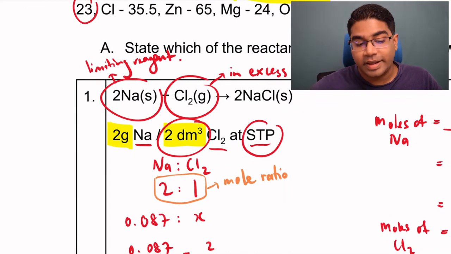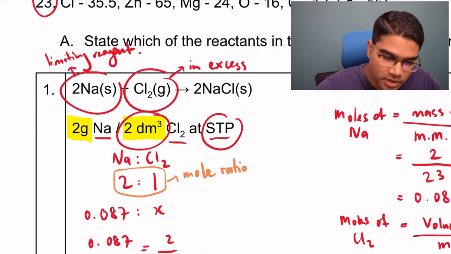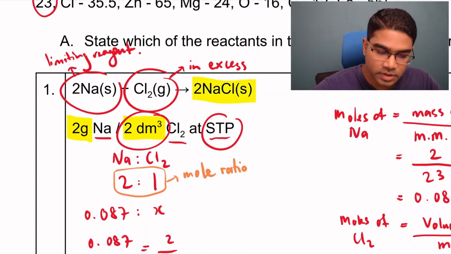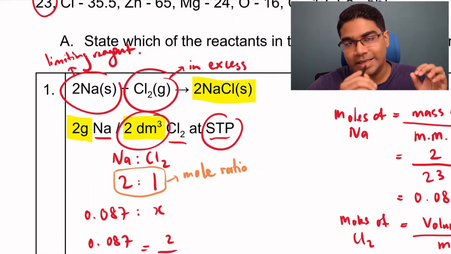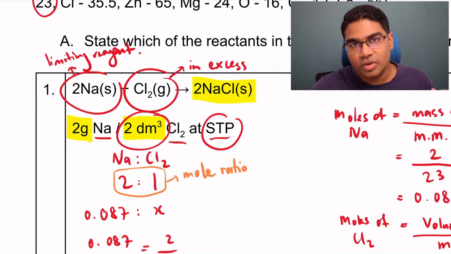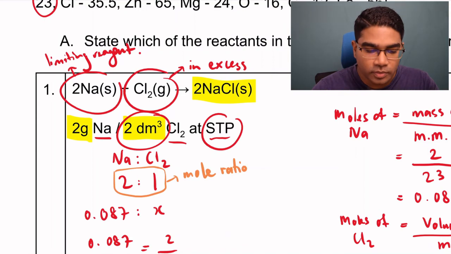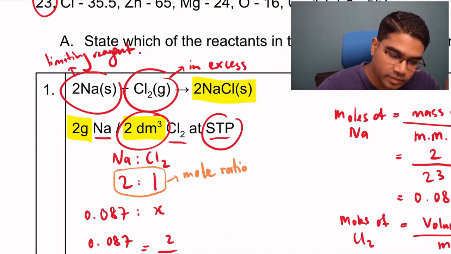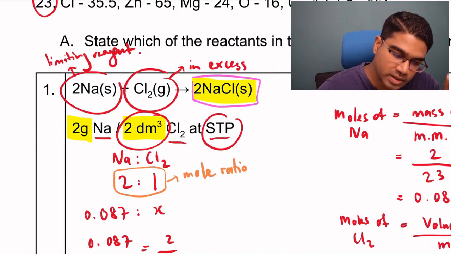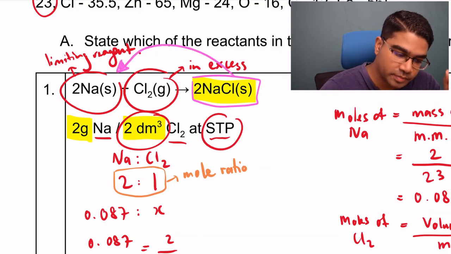So this is how we find excess and limiting reagent. Now the amount of product formed, so how much sodium chloride is going to form, depends on which reactant has reacted completely, because we cannot take the reactant that has excess. The extra amount is not going to react. So if we want to find out the quantity of sodium chloride formed, we have to base it on the number of moles of the limiting reagent, sodium.